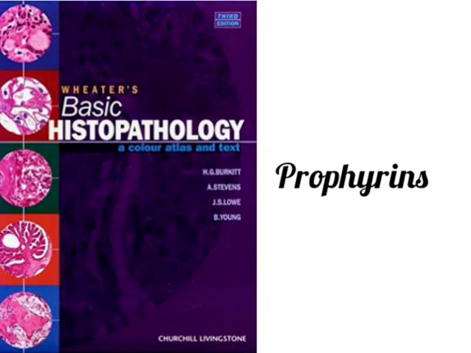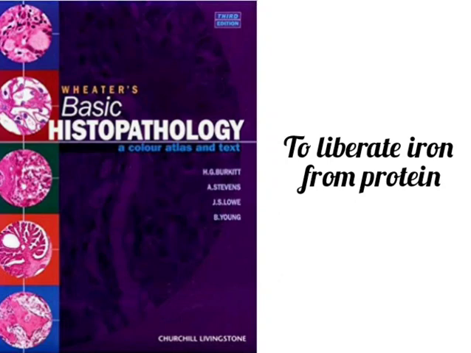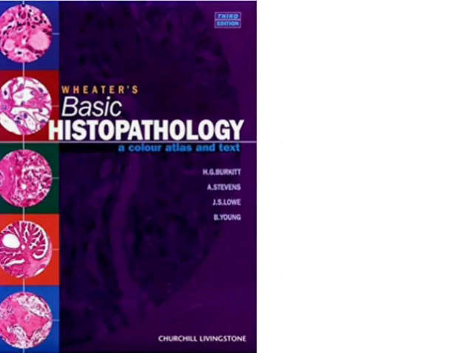Porphyrin is an endogenous pigment in tissue. Next question. The role of HCl in Perls staining. The answer is to liberate iron from protein. The role of HCl in Perls staining is to liberate iron from protein.